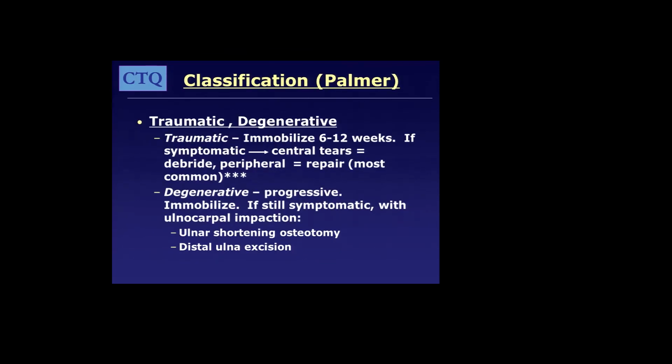As far as TFCC tears, there are two types. There's the traumatic type and the degenerative type. Either way, initial treatment for these injuries is immobilization for about 6 weeks or so. If you have a traumatic tear and they don't respond to conservative management, at that point treatment is with arthroscopy to either repair or debride the tear. If you have a degenerative tear and there is evidence of ulnocarpal degenerative changes, at that point a distal ulnar excision or an ulnar shortening osteotomy will help to decompress the compartment.